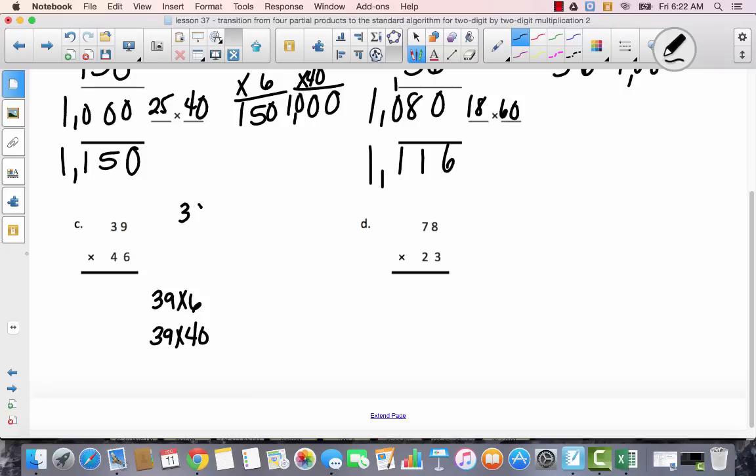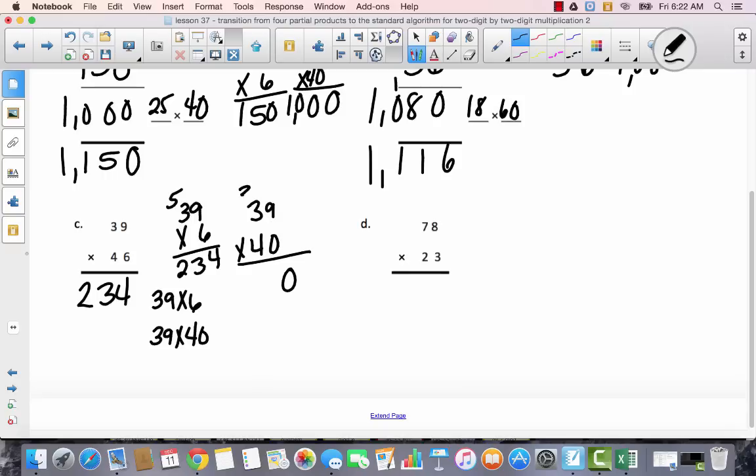All right, so I've got 39 times 6, which is 54. 3 times 6 is 18. 18 plus 5 is 23. So that gives me 234. And then I've got 39 times 40. So I'm going to go ahead and put down my 0 because it's really 39 times 4. 9 times 4 is 36. 3 times 4 is 12, plus 3 is 15. So I have 1,560.